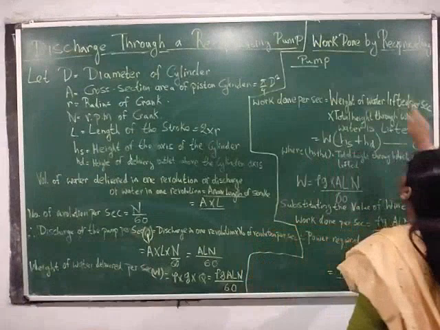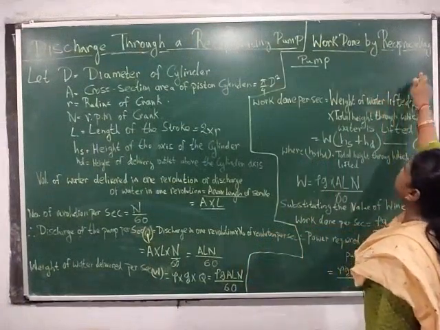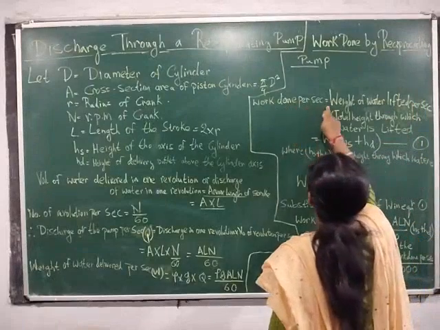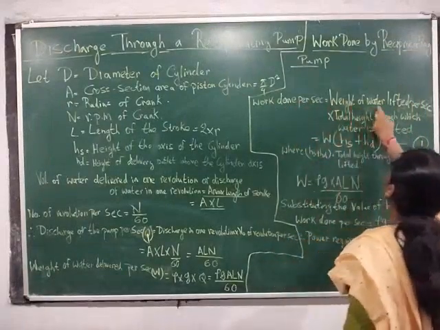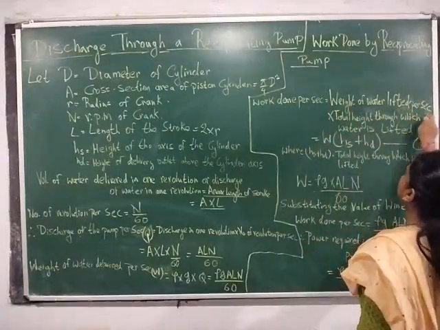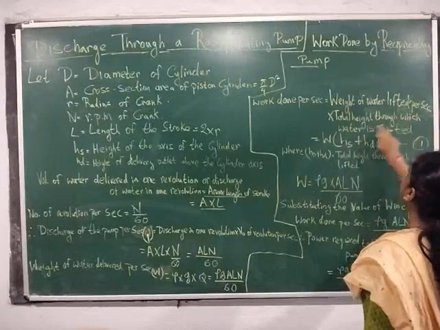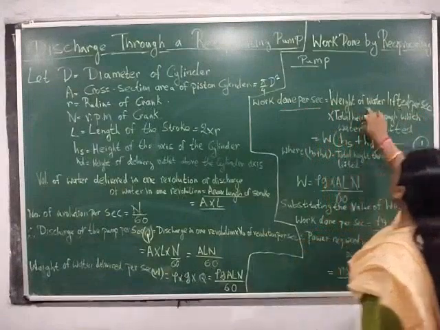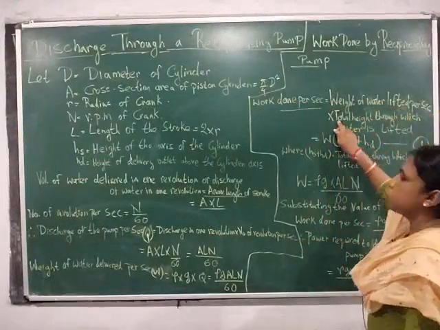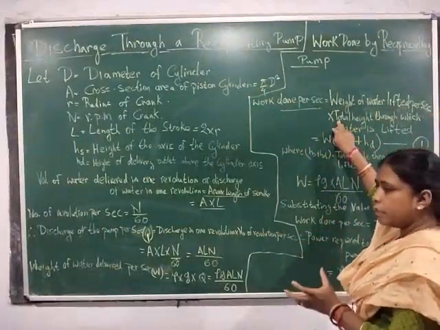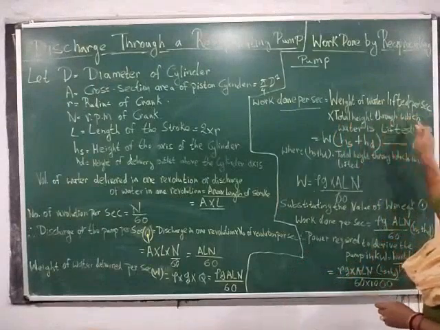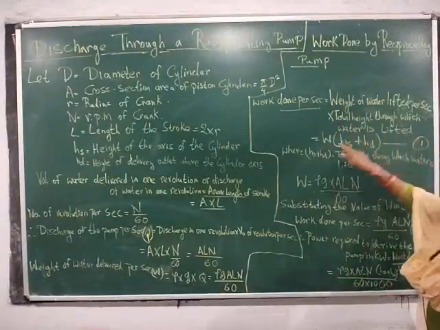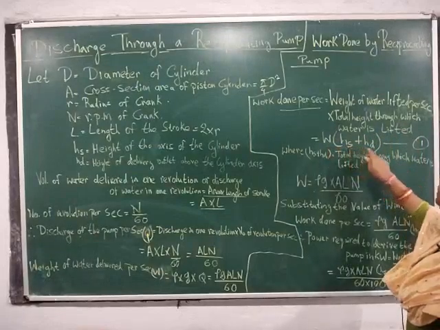Work done by a reciprocating pump. The work done per second is equal to the weight of water lifted per second into the total height through which the water is lifted. So W into HS plus HD.